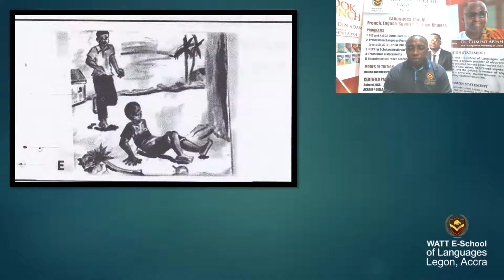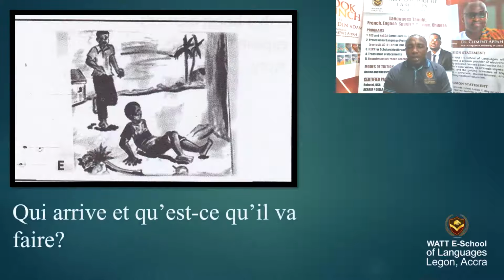The other picture. Qui arrive? Et qu'est-ce qu'il va faire? Who is coming and what is he going to do? Someone is coming behind Kumbi. Who is it and what is he going to do? Here you cannot mention that it is Kumbi's dad, Mr. Kofi, because no inscription on him shows that he's the father of Kumbi or his name is so and so. So don't mention any name here, please.